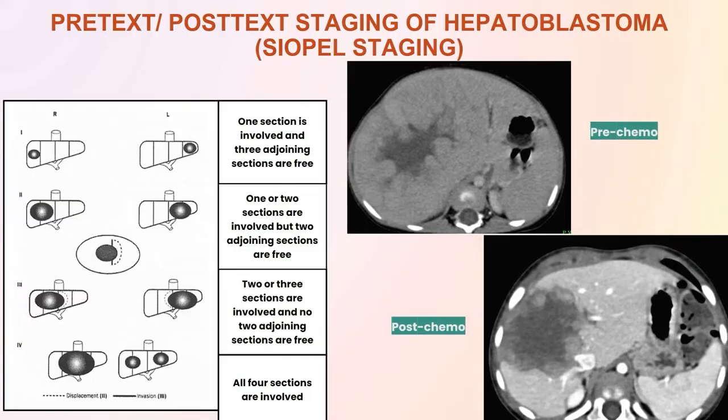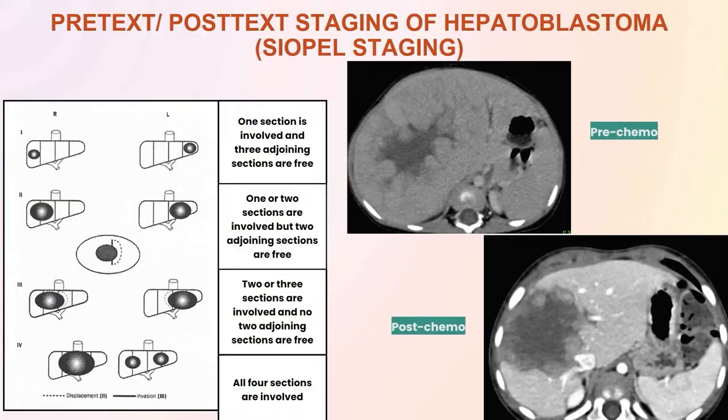So this is the right posterior, right anterior, left lateral, and left medial segments. We try to localize where the lesion is before, so it's all quite self-explanatory. We just see how many sections are free of tumor. So this is stage 1, stage 2, stage 3, stage 4. Why is this important? Because post-chemotherapy, if it's stage 1 or 2, they plan for resection, and if not, they go for a transplant.